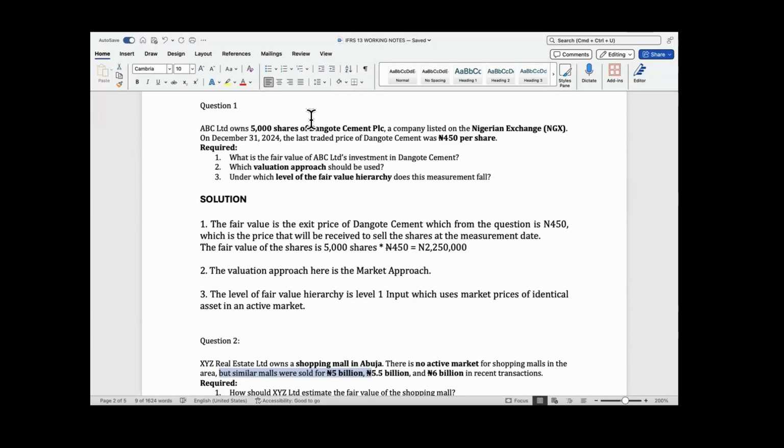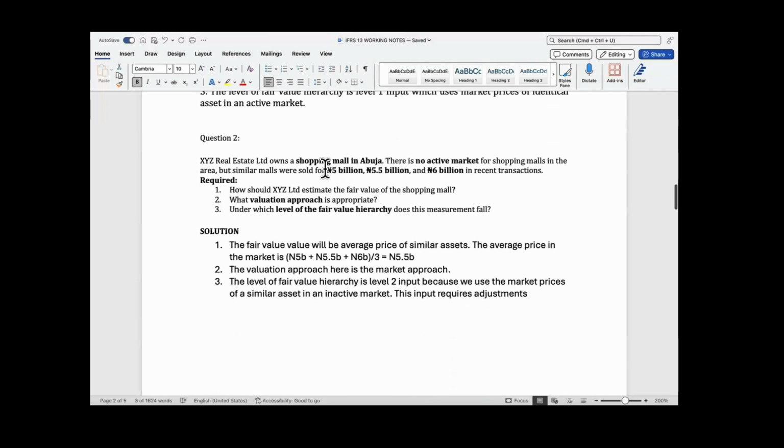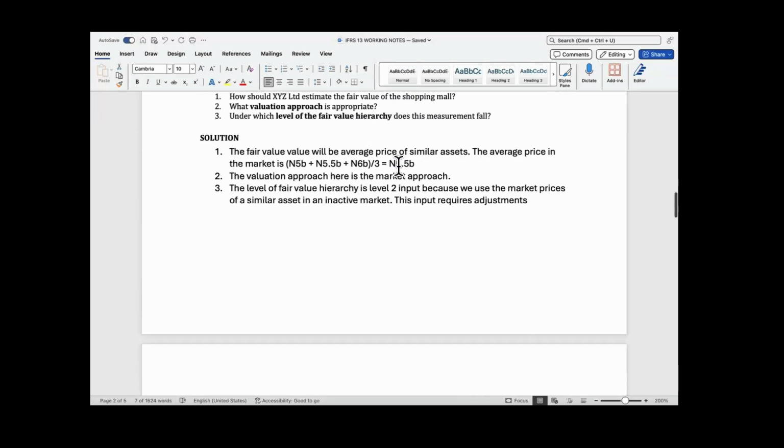And there is the market approach. This market approach is basically using market prices, either of that asset itself or of a similar asset. So if you look at all these questions we have looked at, like in this particular one, we have market price of these shares. So that means we are using market approach. In this second one, we have market prices of a similar asset. That means we are using market approach. They give us market prices of a similar asset to this shopping mall in question.